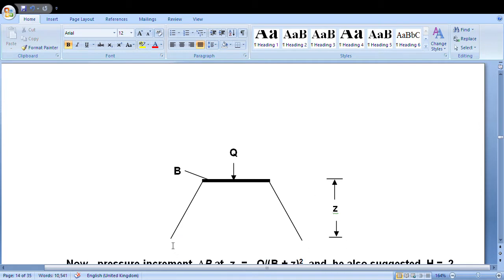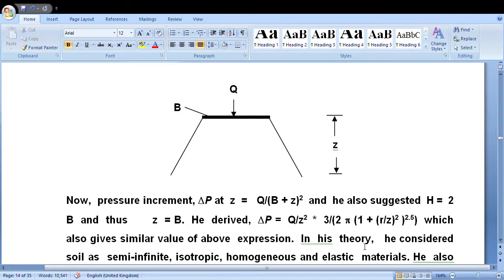And we have to calculate the load on this area. Accordingly, the pressure increment at that point is Q by (B plus Z) squared. He also suggested A is equal to 2B. That means if the width is B, the thickness of the compressible stratum, Boussinesq has suggested, is 2B. Thus it comes this way, and this is the equation.